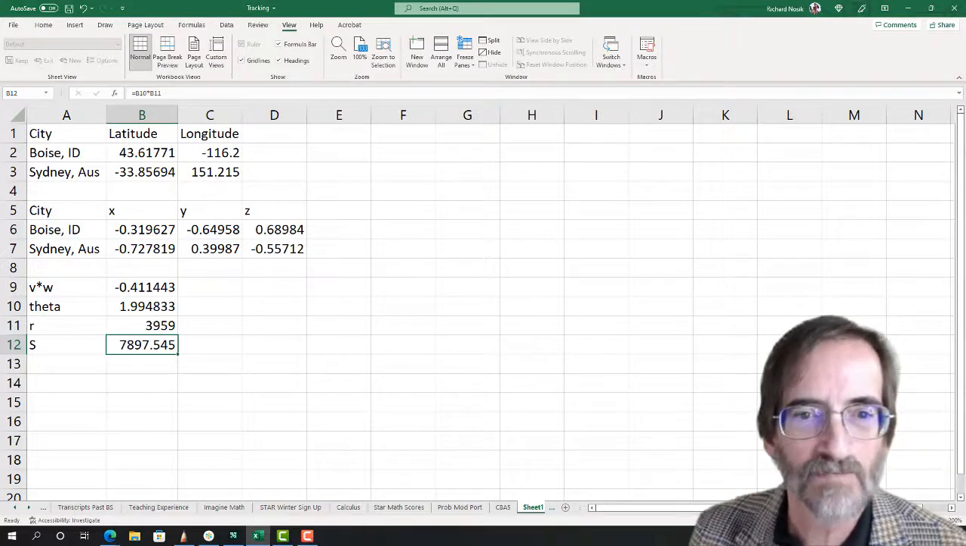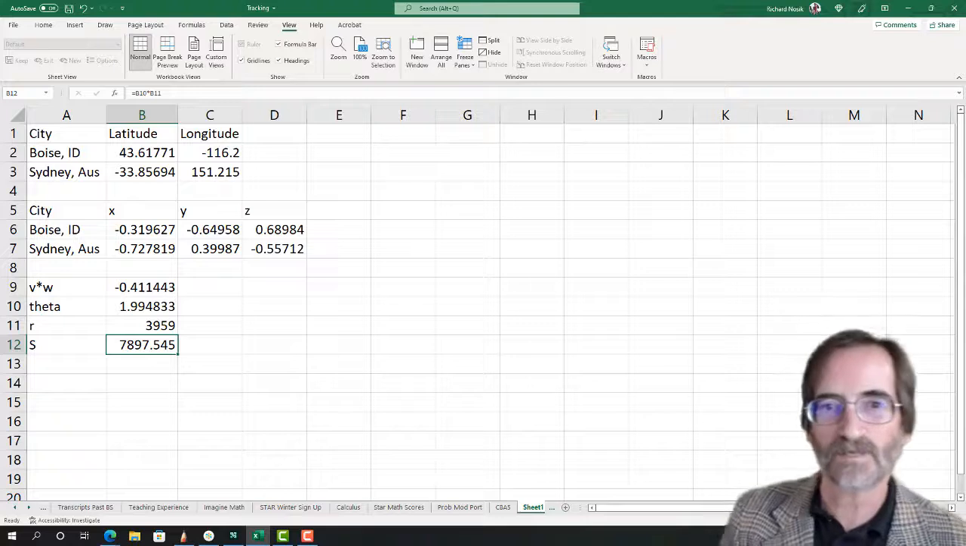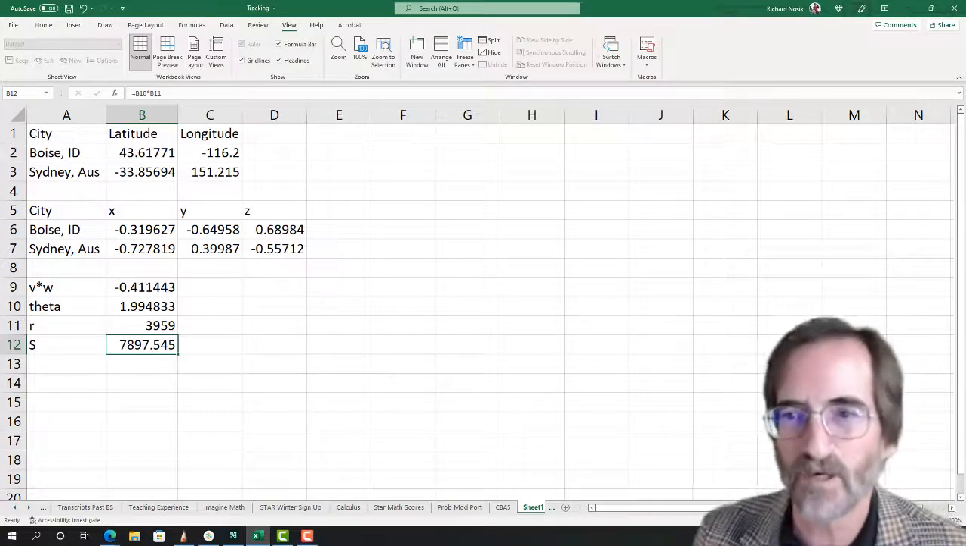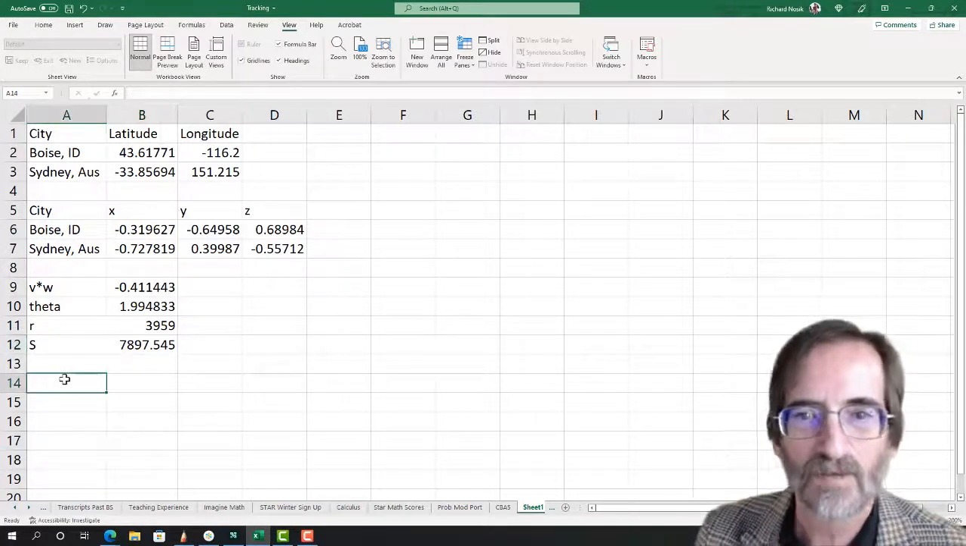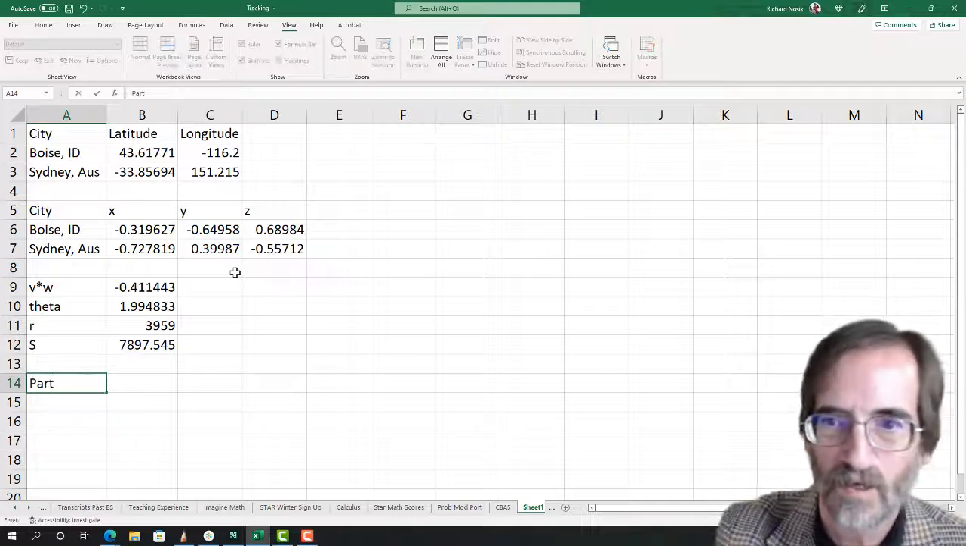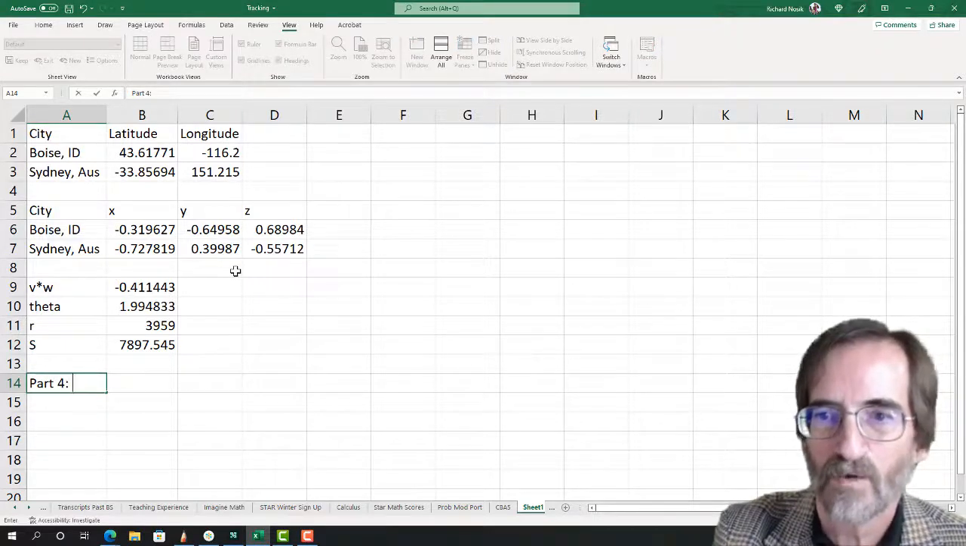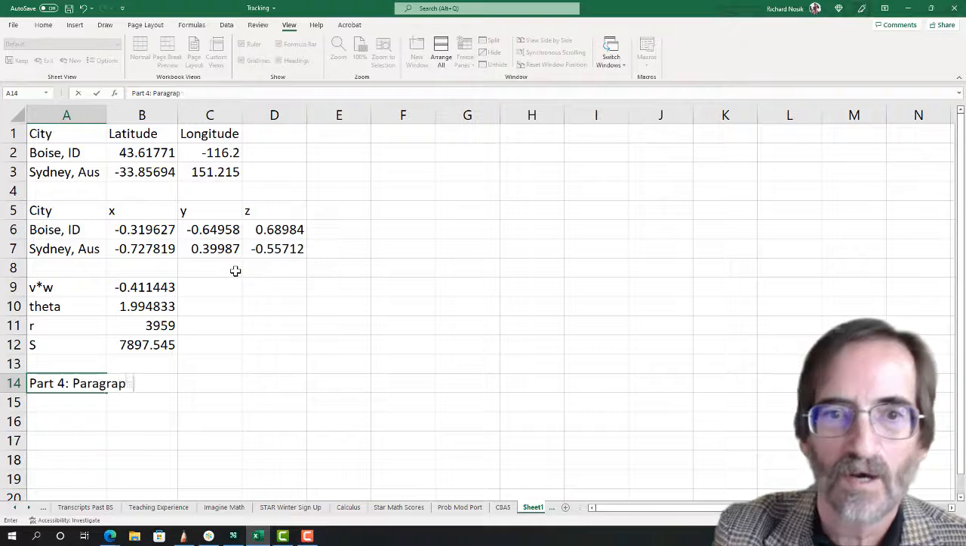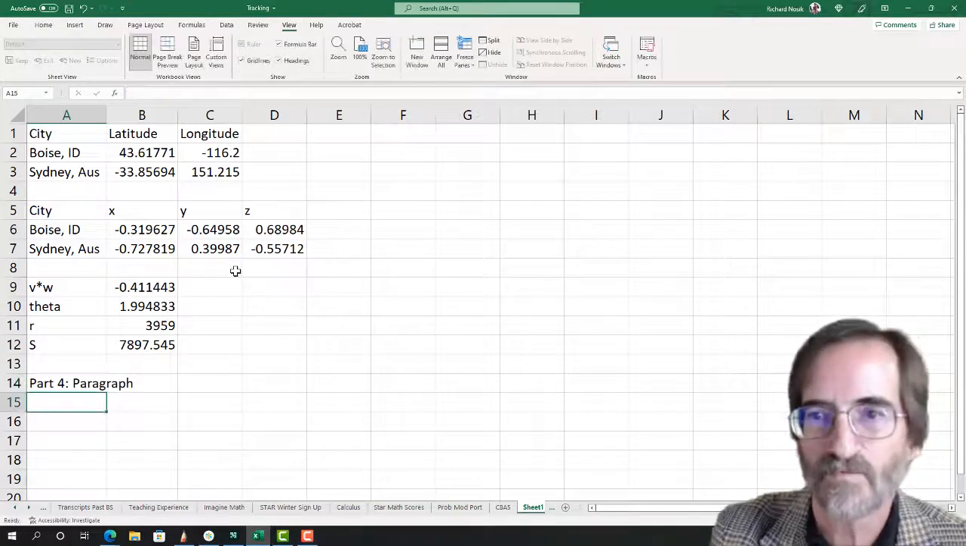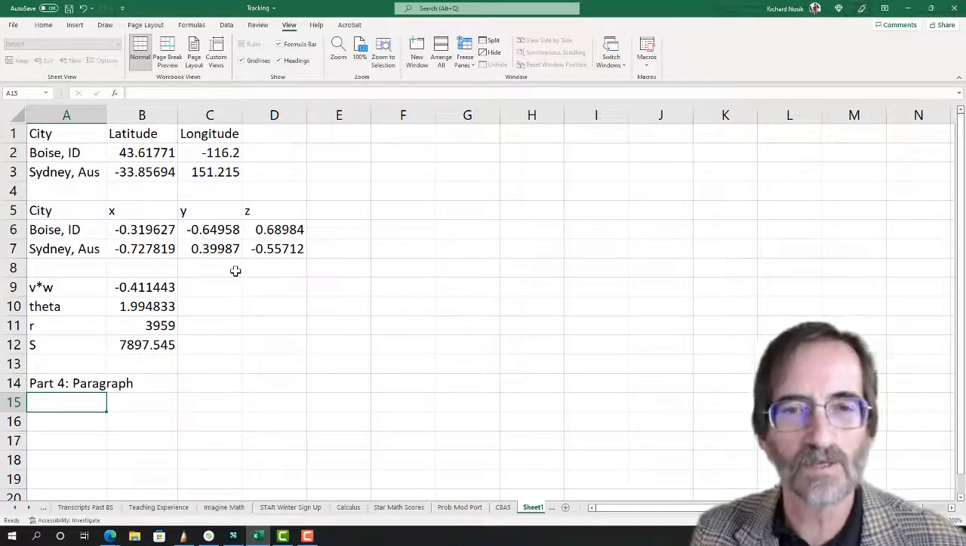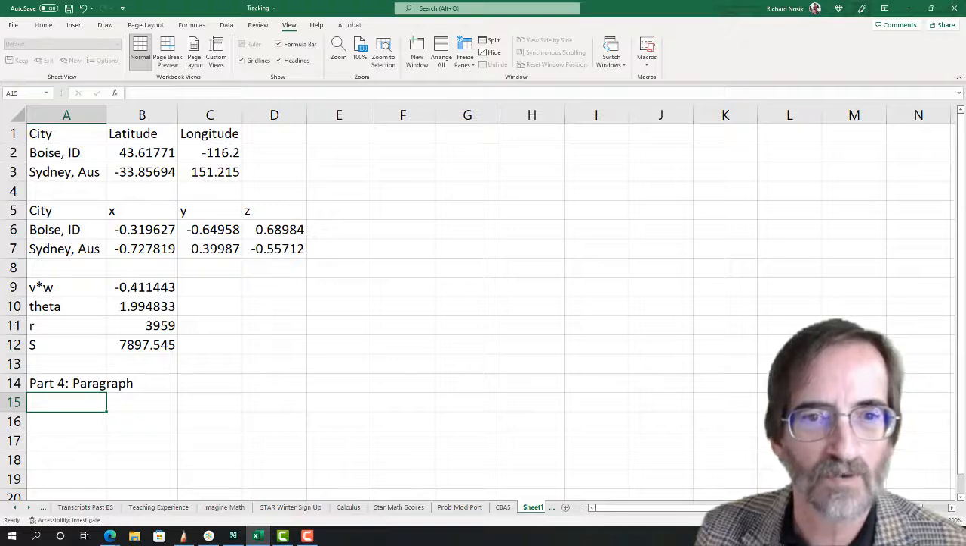What I'm interested in is part 4. Write a paragraph that discusses what you learned about vectors. Do part 4 right here. Part 4. Write a paragraph explaining what you learned about vectors from this portfolio. So yeah, you can do this without printing out the worksheet.